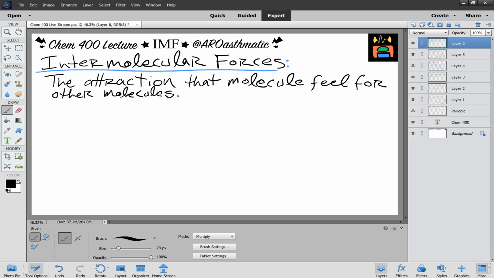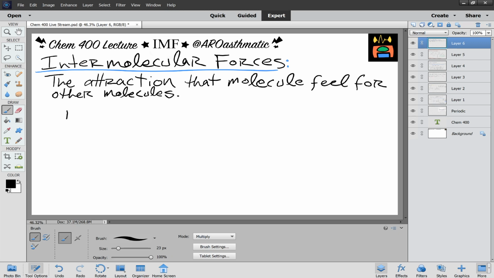All right, they're the attractive forces that pull molecules together. These intermolecular forces determine physical properties. The intermolecular forces that a molecule experiences will determine things like boiling point, melting point, surface tension, solubility. All these things are controlled by the intermolecular forces that a molecule feels. And we are going to look at 3 different types of intermolecular forces.